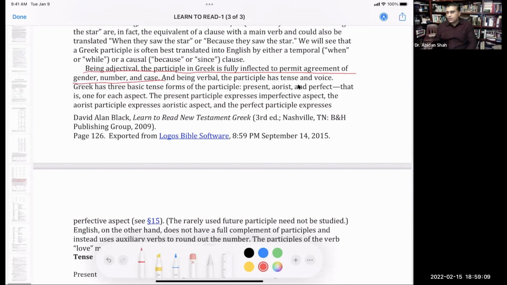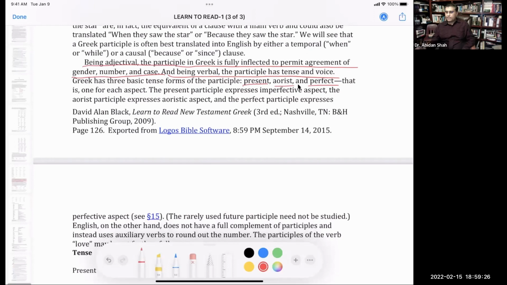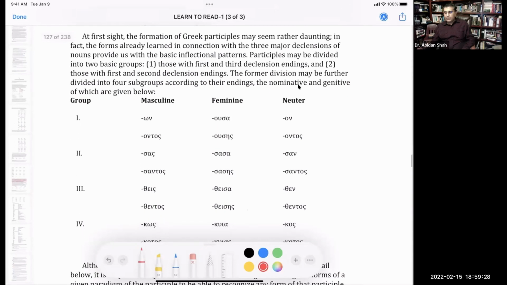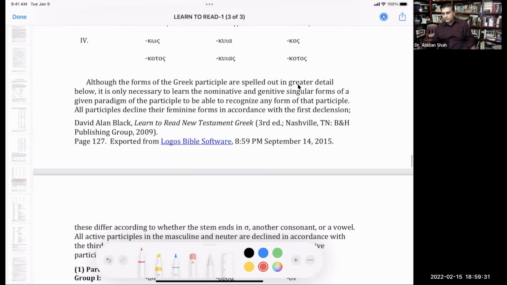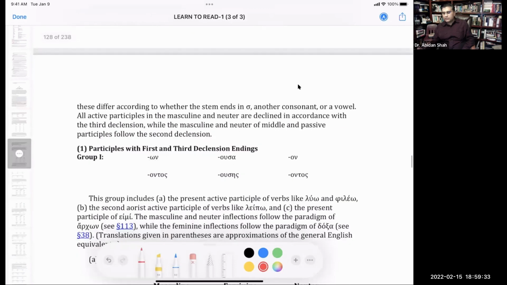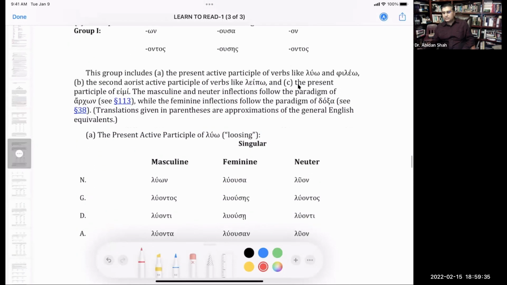They're agreeing with them. And being verbal, the participle has tense and voice. The three basic tense forms of the participle are present, aorist, and perfect. That's it. Make sure you look at these paradigms, very important. Participle with first and third declensions.